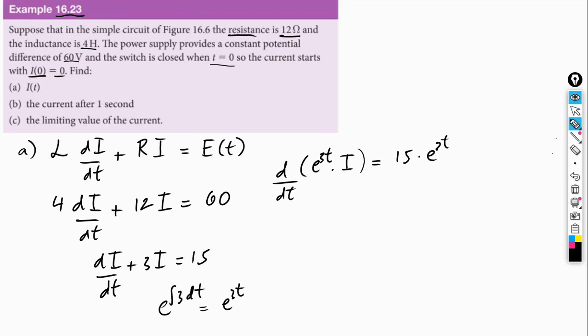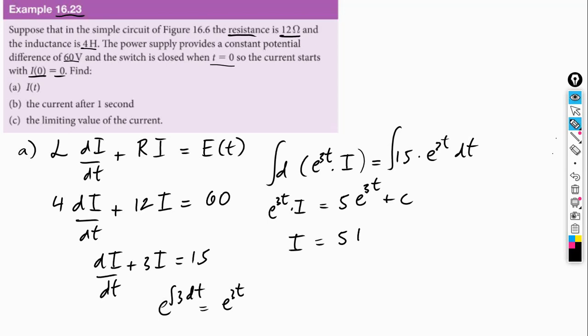So now let's just send dt to the right-hand side, and let's erase it here on the left. Let's integrate both sides of the equation, and here we're going to get e to the power of 3t times I is equal to 5 e to the power of 3t plus a constant c. So the current I is going to equal 5 plus c times e to the minus 3t.